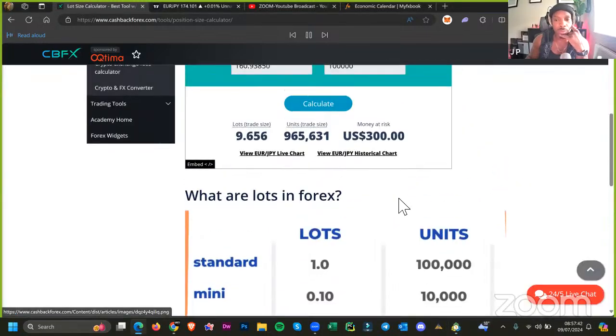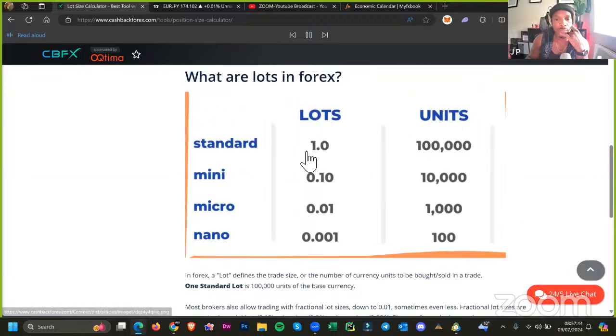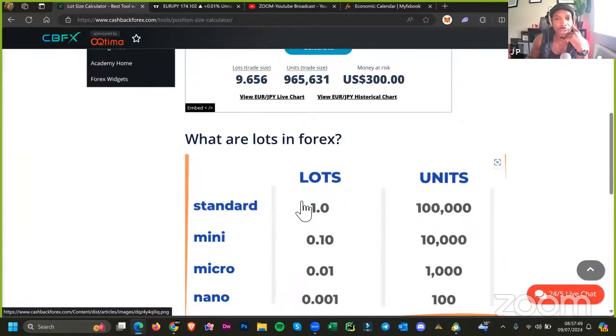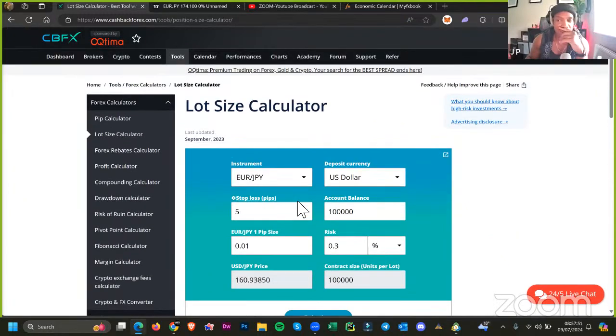So Forex calculators. Give me a break. Pip calculator. Wow. Lot size calculator. All right. So that is some terminology.